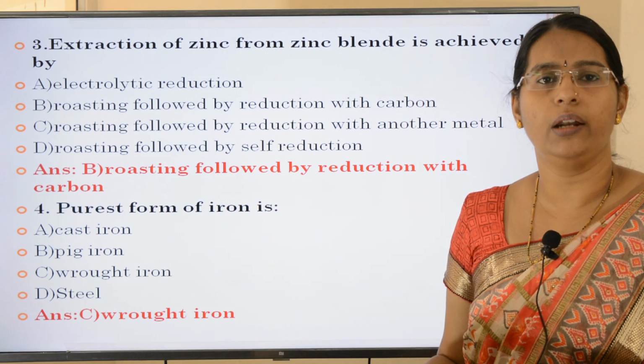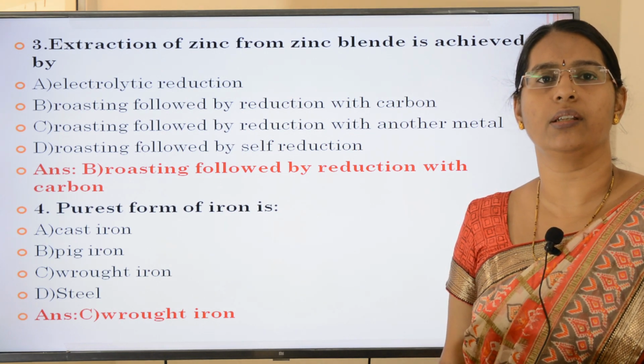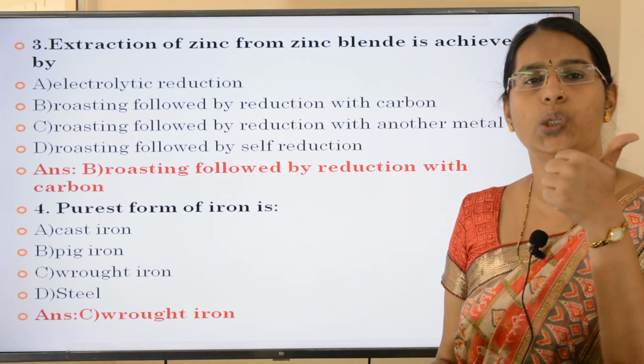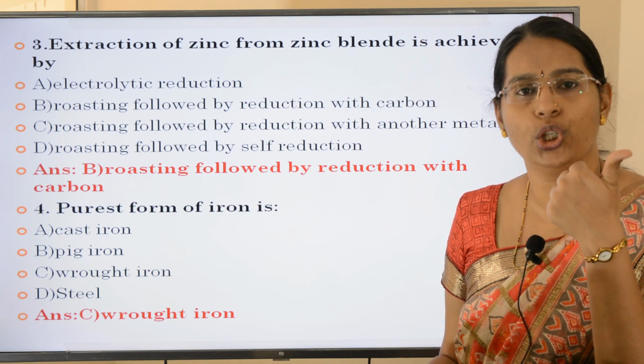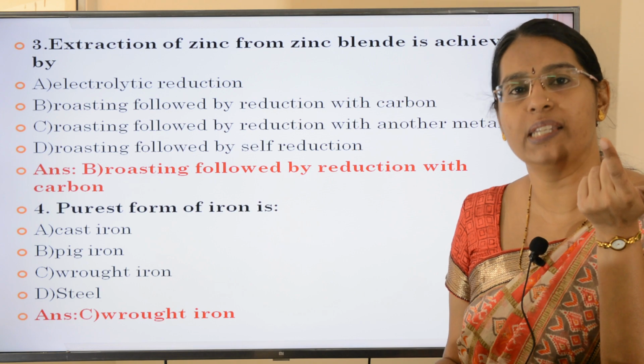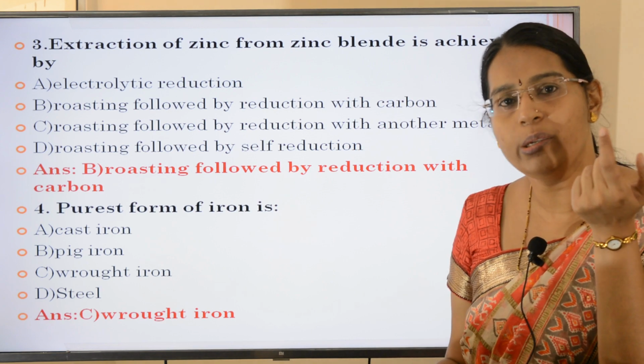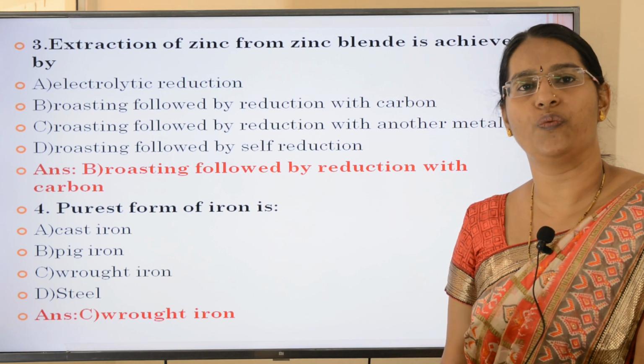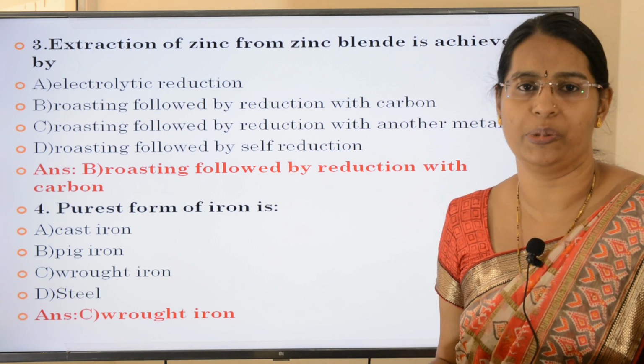Dear students, in today's class we have discussed 2 main concepts. The first one is the extraction of copper, and the second one is the extraction of zinc from zinc blende. We also discussed some of the questions for competitive exams. Thank you.